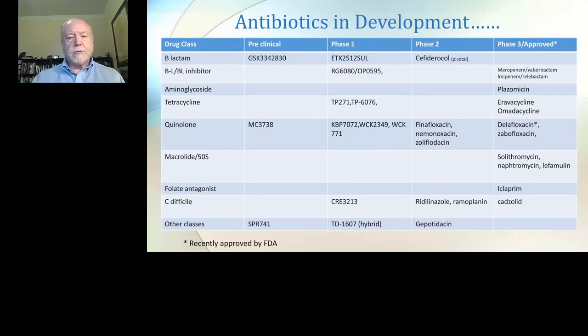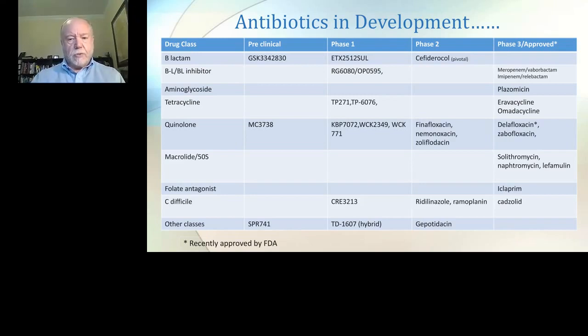Maybe, maybe not. But you will notice that in that fourth column, the phase 3/approved, you will see there are beta-lactam, beta-lactamase inhibitors. That's the meropenem, vaborbactam, which actually is currently under FDA review, and we should know within the next week, I guess, whether this has been approved.